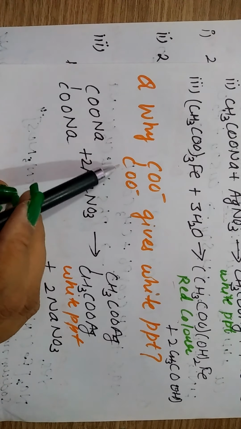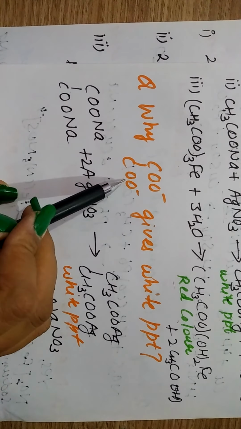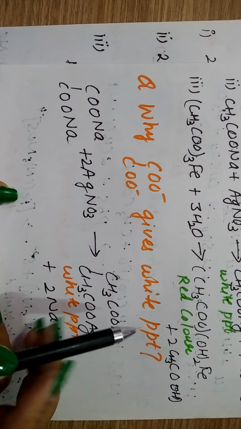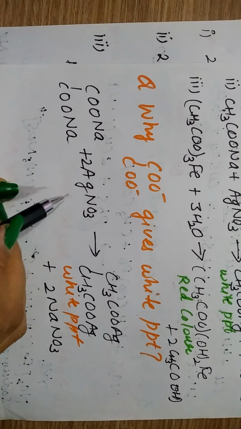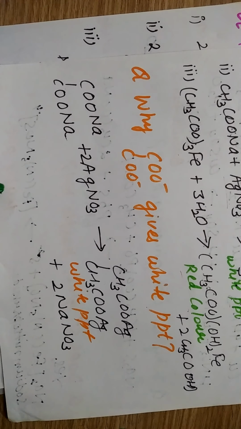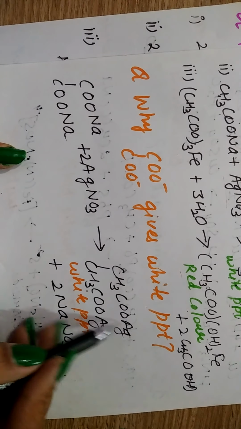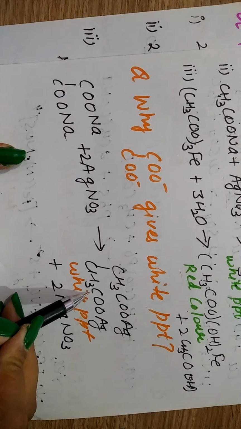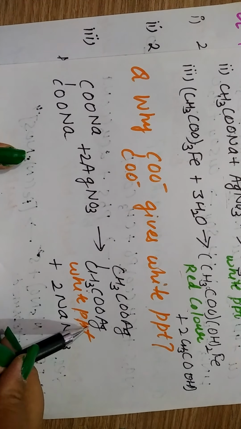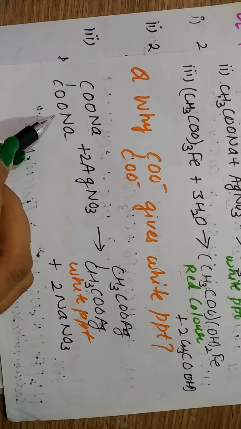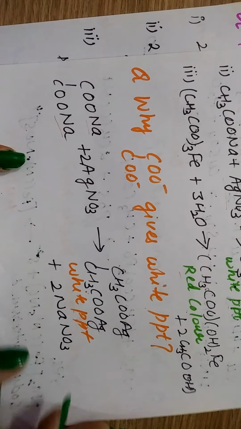Then about oxalate ion, this oxalate ion gives us a white PPT. Which compound is obtained? The compound obtained is this, which is silver oxalate. These are the silver ions which get replaced by the sodium ions.